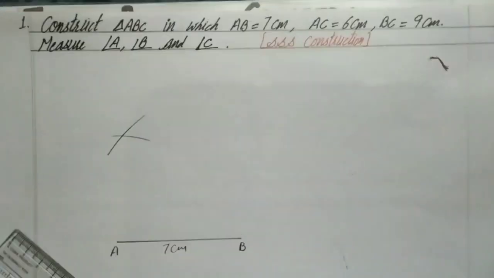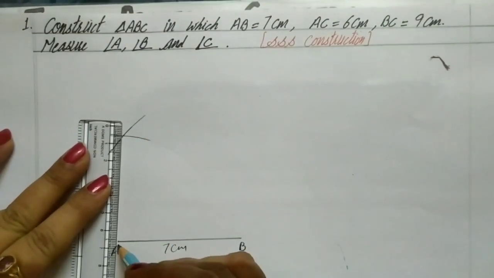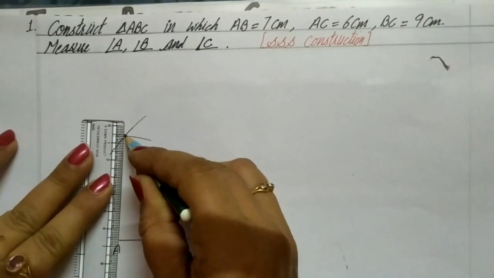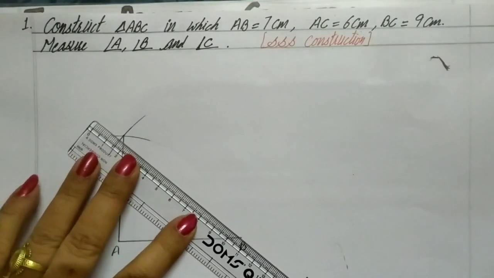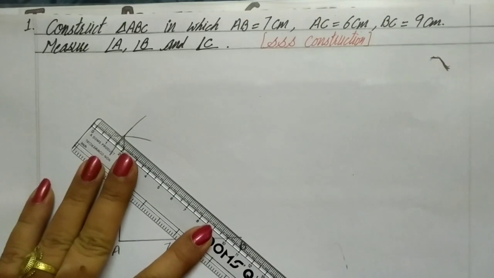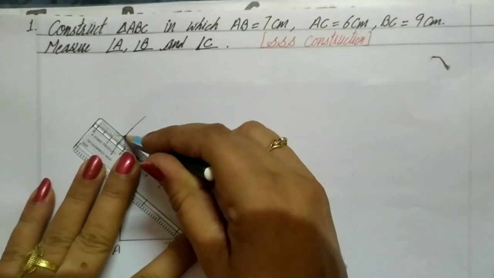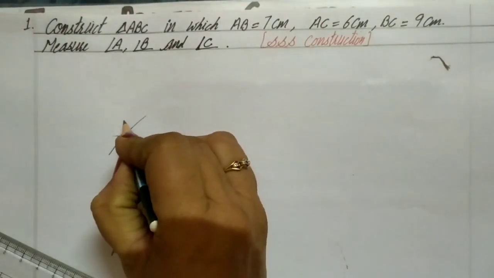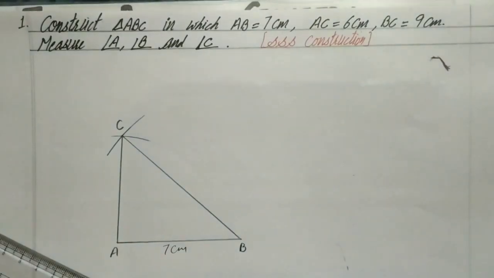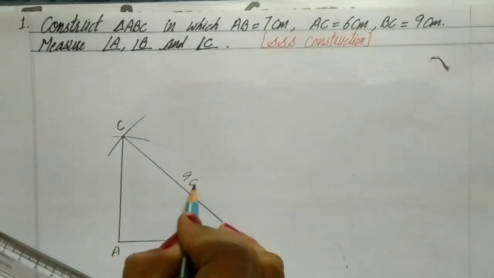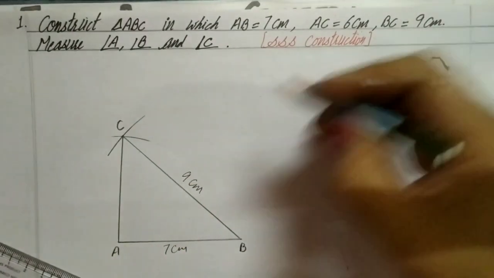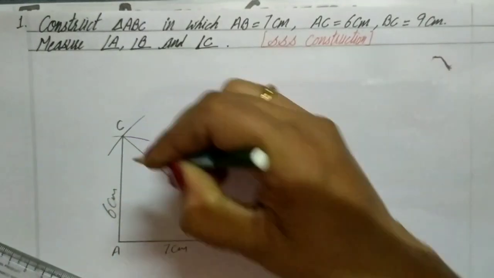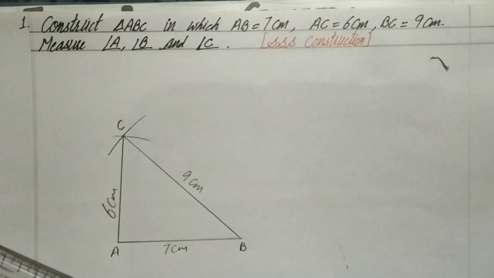Like this. Now join these 2 points with the point of intersection, from point A to this, just join it. Now join B with this point. So this is AB. What is the name of this point? This is point C. And what is the measurement of these segments? This is 9 cm and AC was 6 cm, right here 6 cm. So this is the triangle construction.